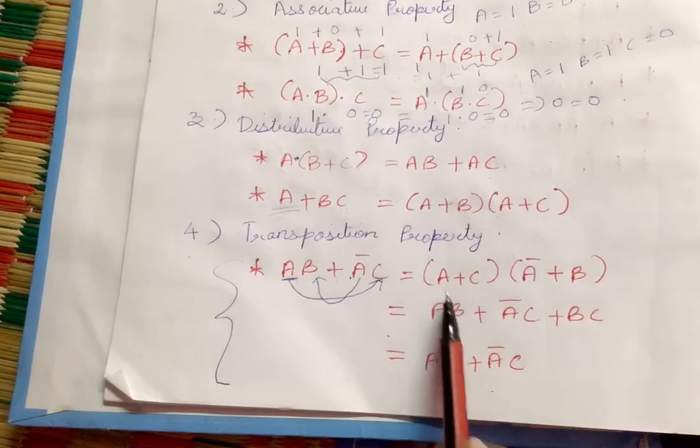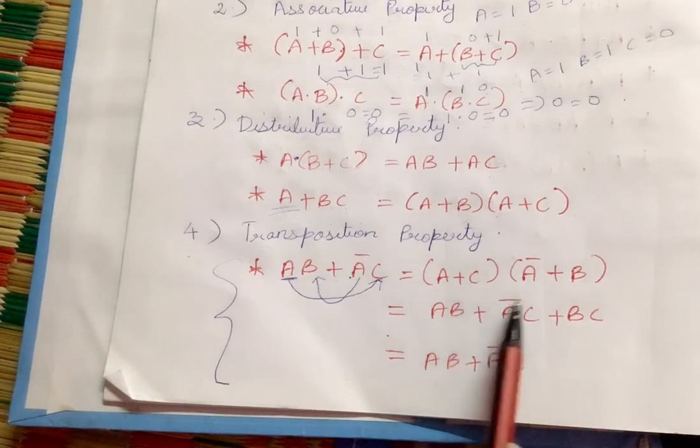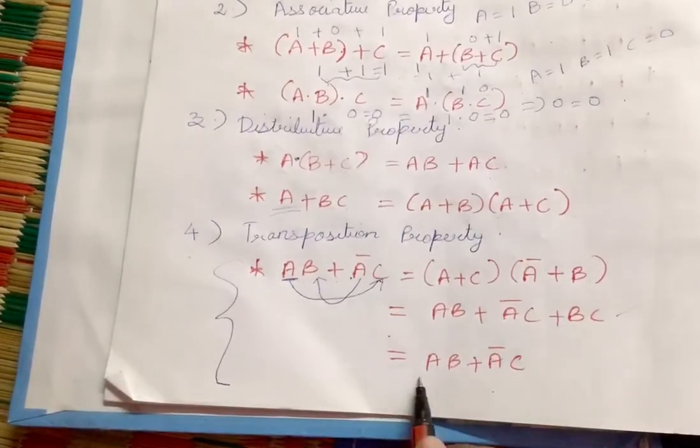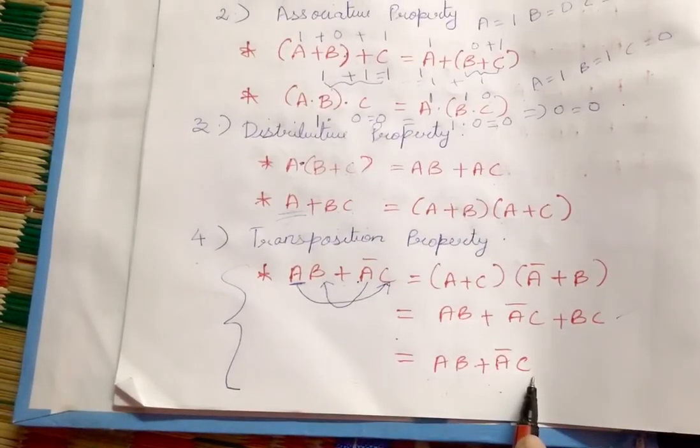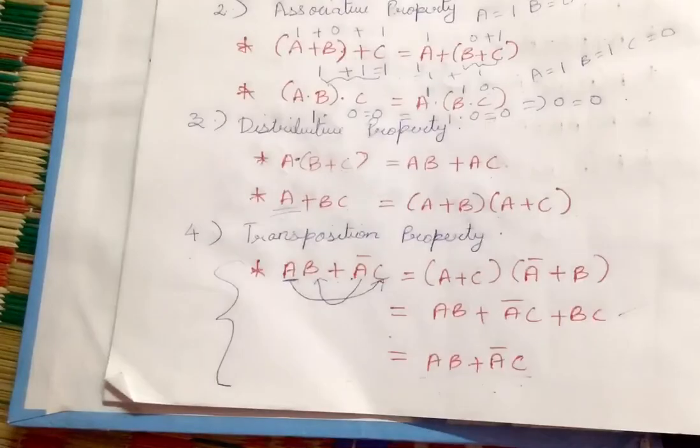So A into B, A into A bar, you know that is 0, then C into A bar, then C into B. After this solution, till this you will know how you got it. I will explain this property when you are learning the consensus theorem. So this is the value we will get. So this is about the properties of Boolean algebra. Okay, thank you.